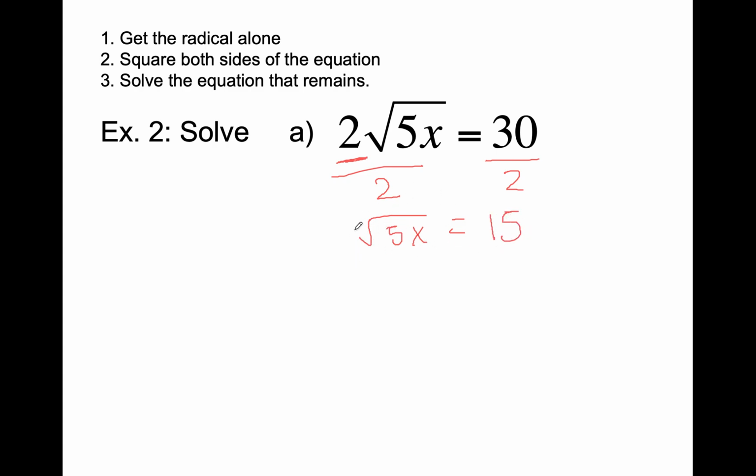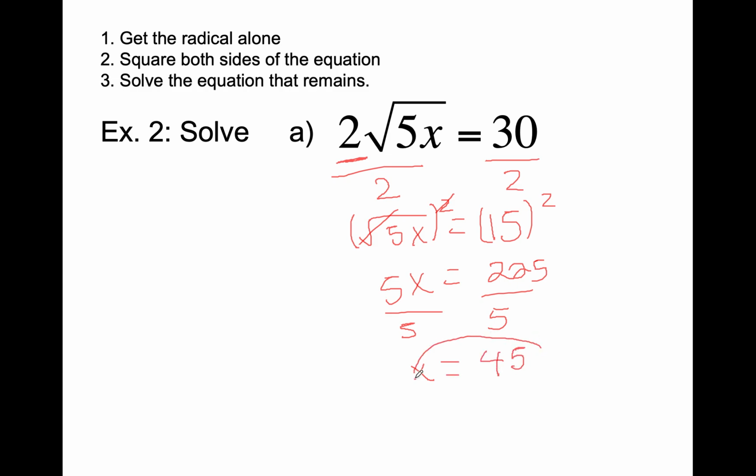Well, now my radical is alone, so that's when I can square it. So I'm going to square my 5x. I'm going to square my 15. My square and my radical cancel out, so I'm left with 5x on the left side equals 15 squared, which is 225. Again, this is just now a normal equation. We know how to solve this. Get x by itself. I'm going to divide by 5. Divide by 5. I'm left with x equals 45 as my final answer.